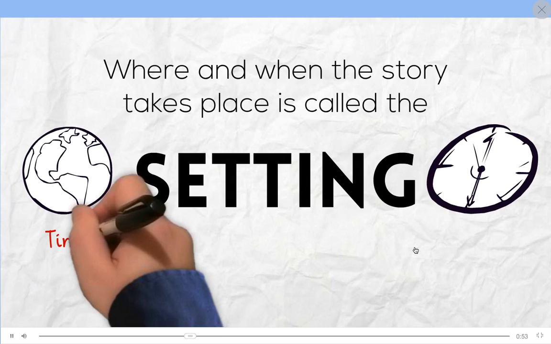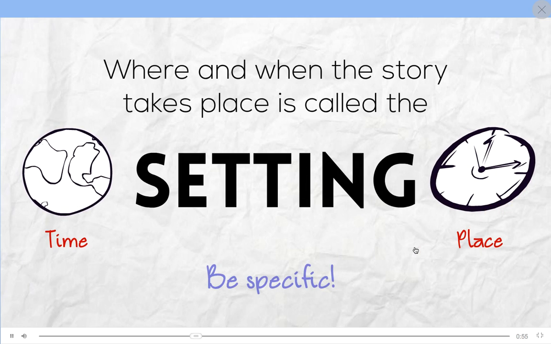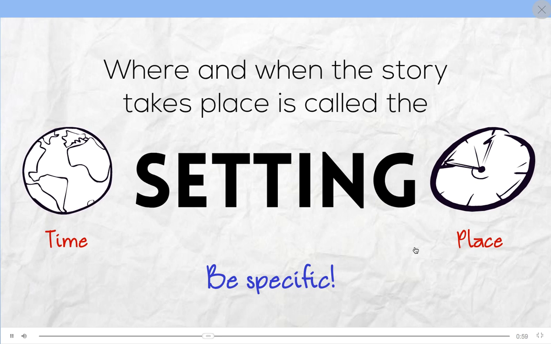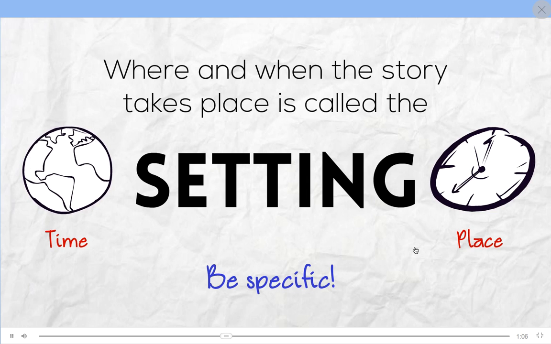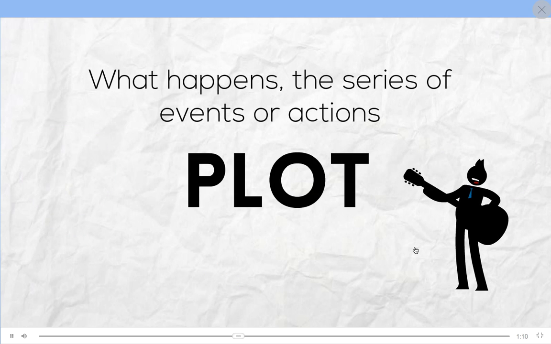The first one is called setting, and it deals with the where and when of the story, or the time and the place. And you want to be as specific as you possibly can with setting. If it gives you a year and a town, that's how specific you need to be. If it gives you a month and a time of day, that's how specific.